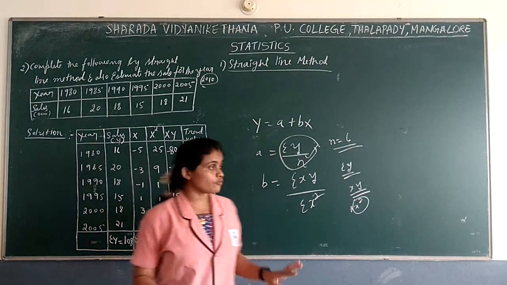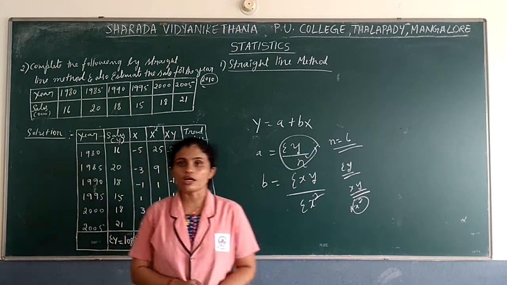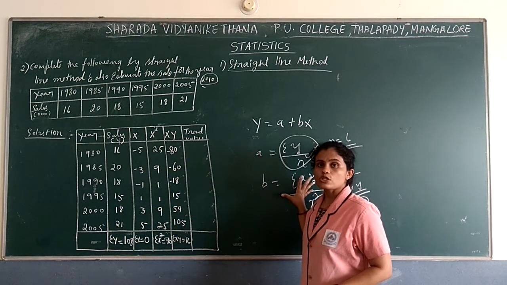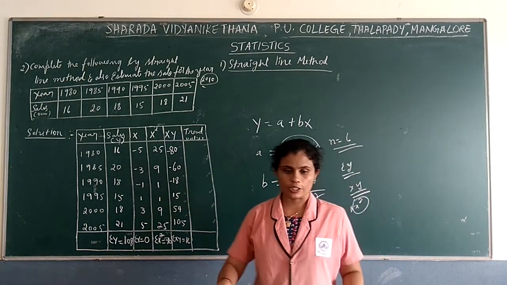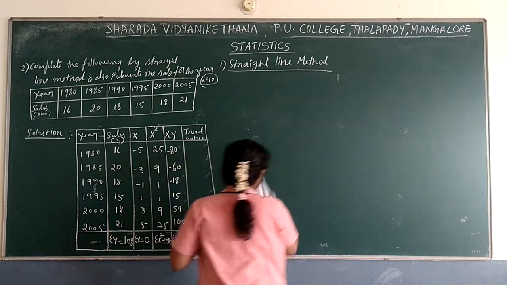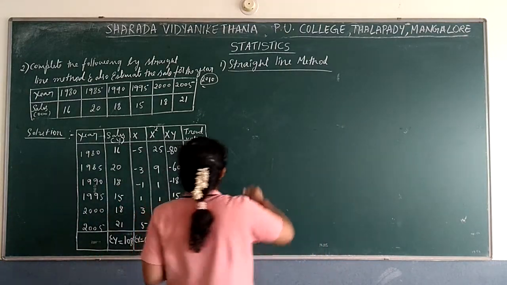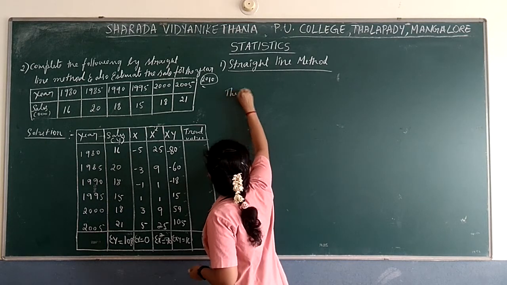So firstly, if you are confused, then you have to write the formula. Then you need to see which columns you require in order to solve this formula. So according to that, you need to prepare the columns. Now we solve the equation.